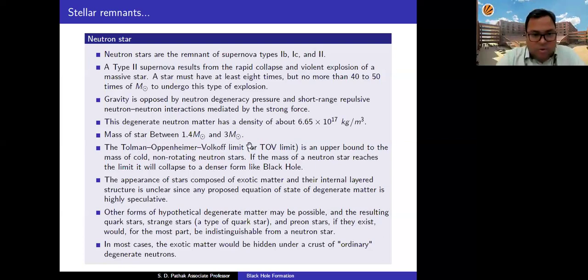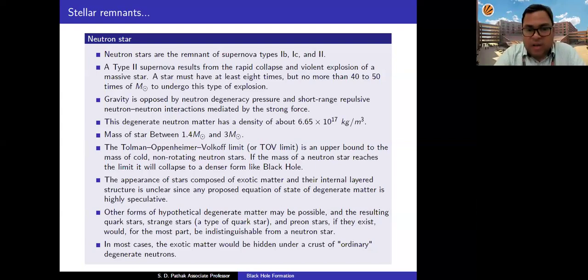I was talking about this limit, the TOV limit, the Tolman-Oppenheimer-Volkoff limit, and this is the upper limit that determines whether the collapsing star will be converted into a neutron star or a black hole. If the mass of the neutron star is at this TOV limit or more dense, it will be converted into a black hole, right? The theory tells us you have no sufficient reason to stop what happens next if the gravitational collapse is much more than the quantum degeneracy pressure in the case of the neutron star.